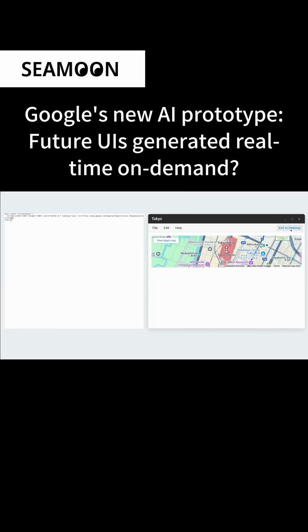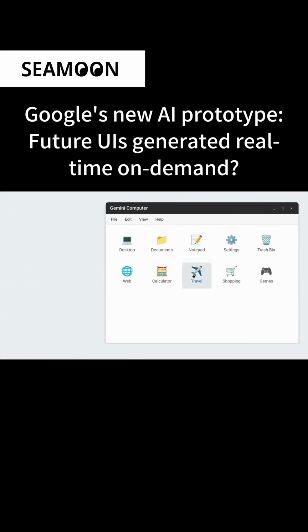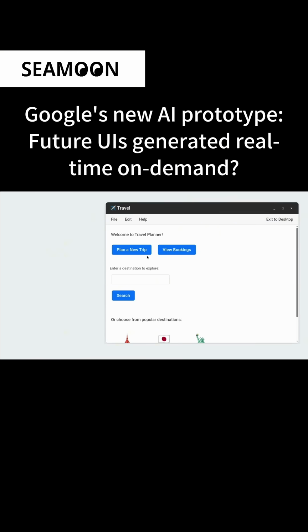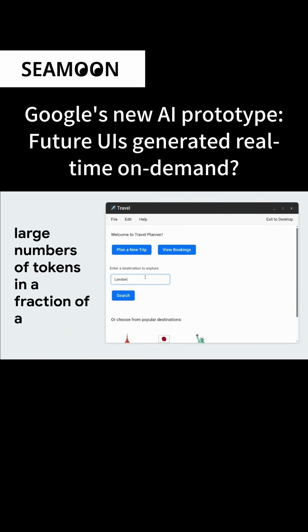This is an example of something we could only have built with a model like Gemini 2.5 Flash Lite, which is able to process large numbers of tokens in a fraction of a second.